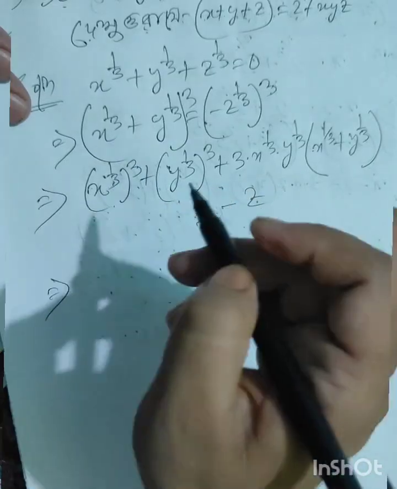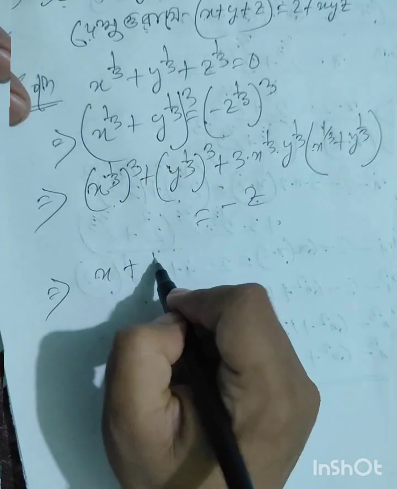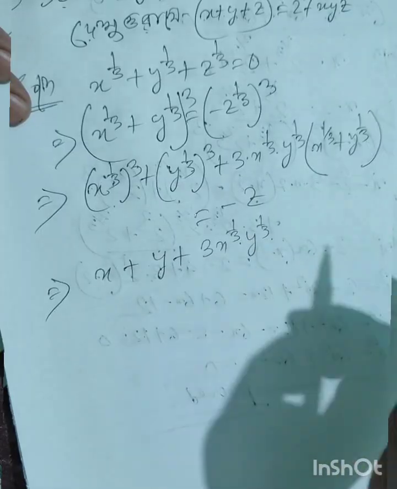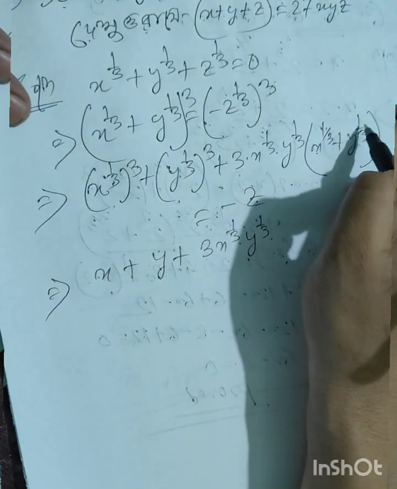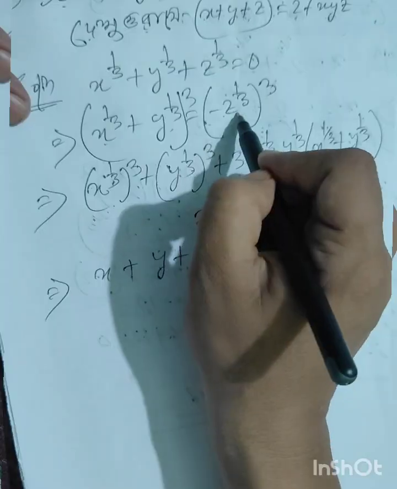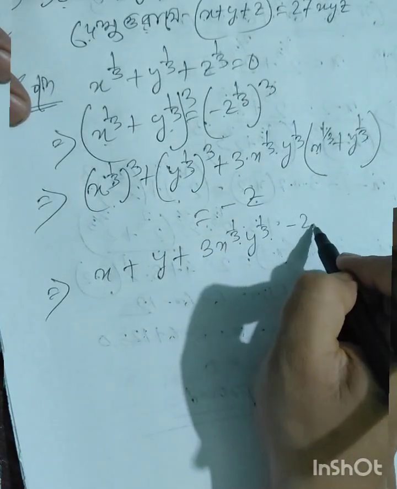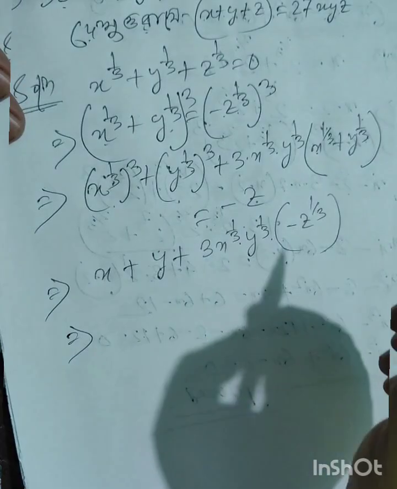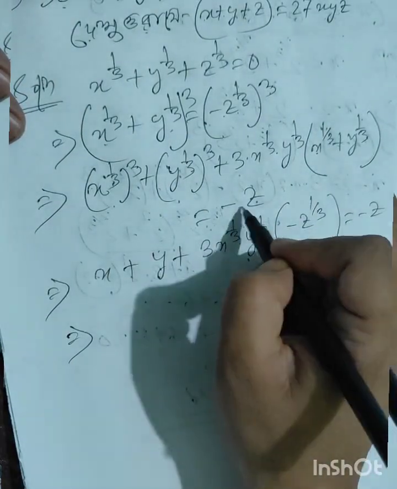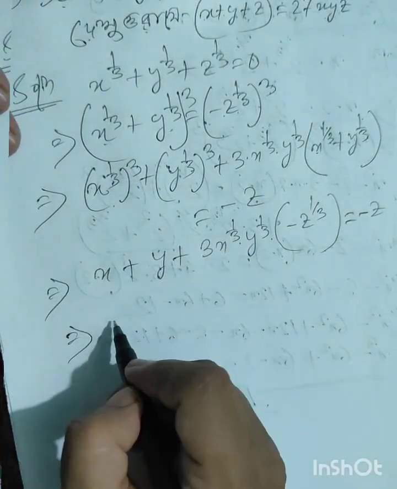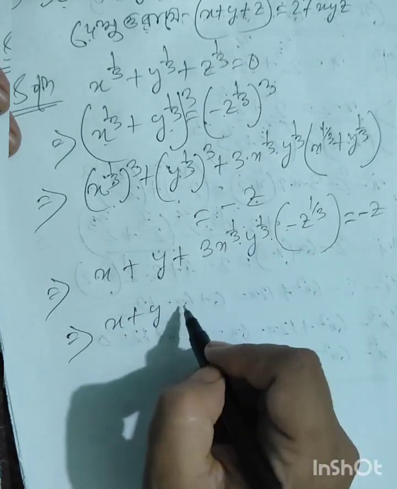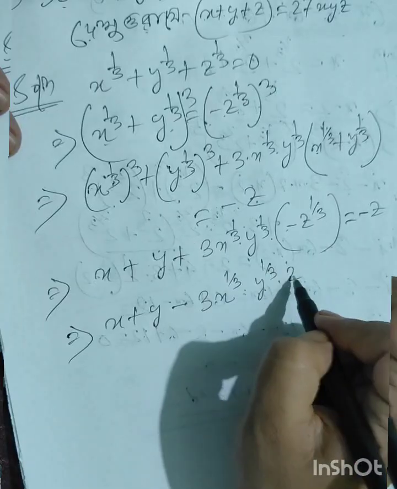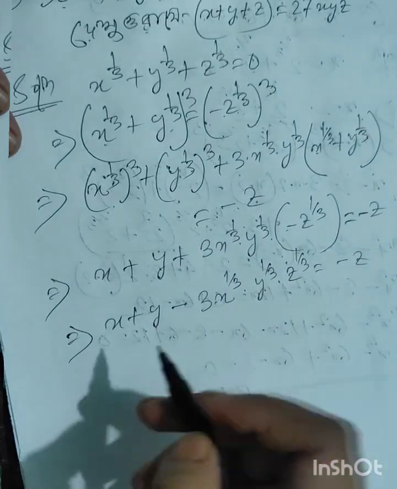Then I write x plus y equal to minus 3 into x to the power 1 by 3 y to the power 1 by 3, and this x to the power 1 by 3 plus y to the power 1 by 3 means minus z to the power 1 by 3. So x plus y minus 3 x to the power 1 by 3 y to the power 1 by 3 z to the power 1 by 3 equal to minus z.